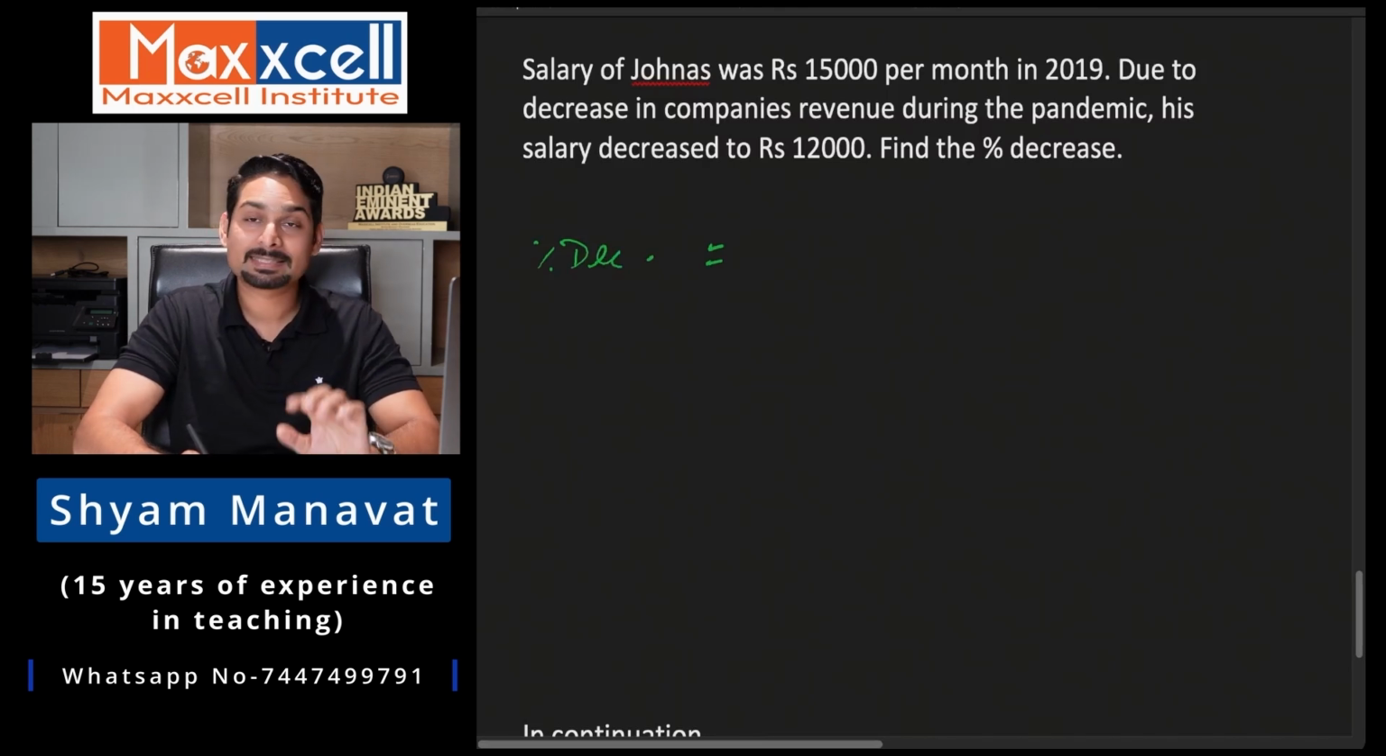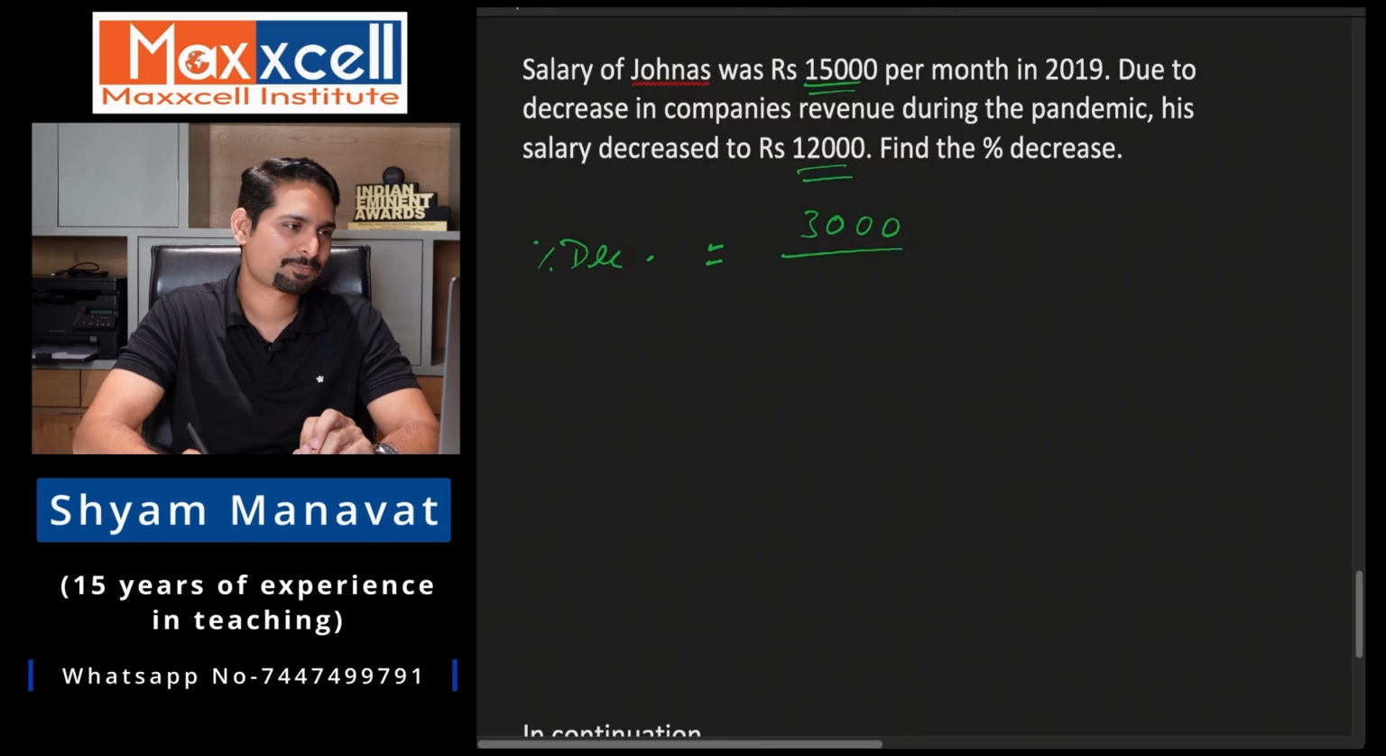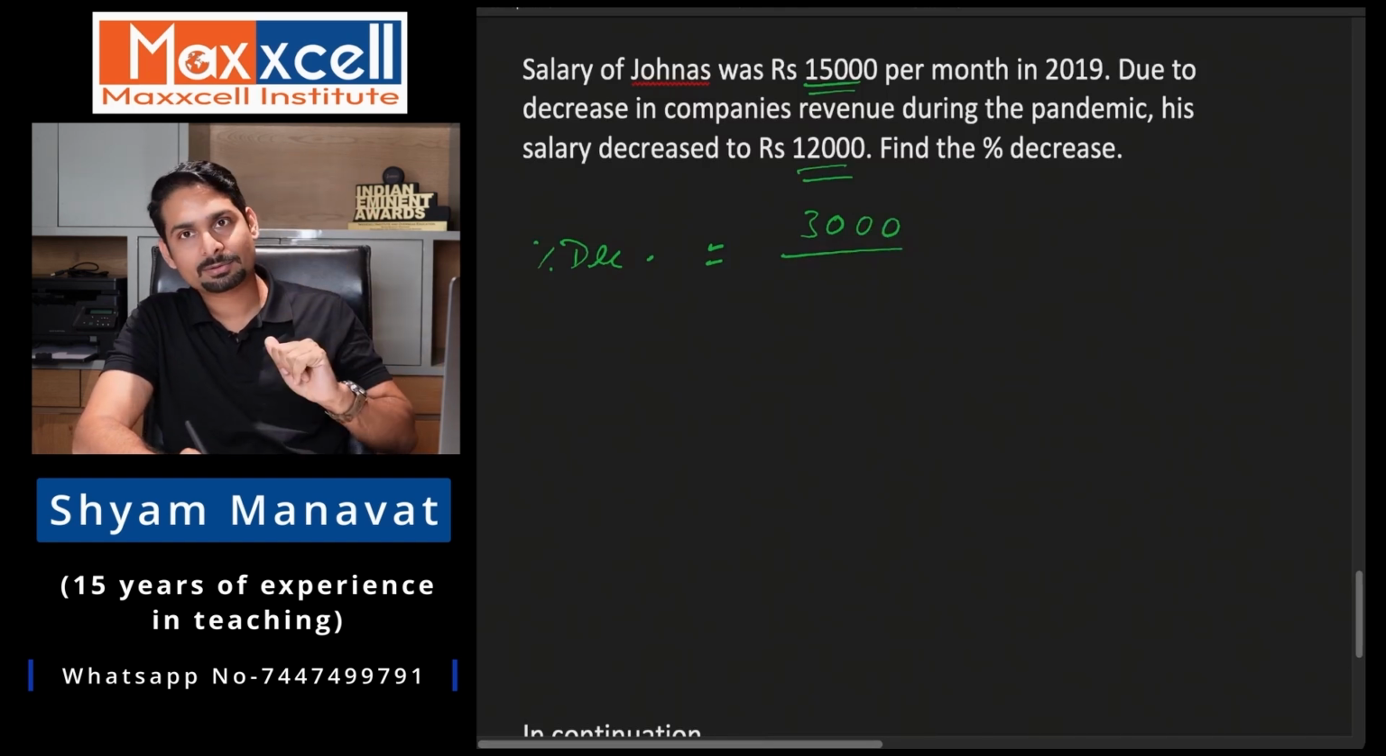Absolutely right. That is difference by initial. What is the difference here? 15,000, and here this is 12,000. Difference is only 3,000. Difference, right? 15 minus 12, 3,000. Okay, which is the initial value? 15,000 or 12,000?